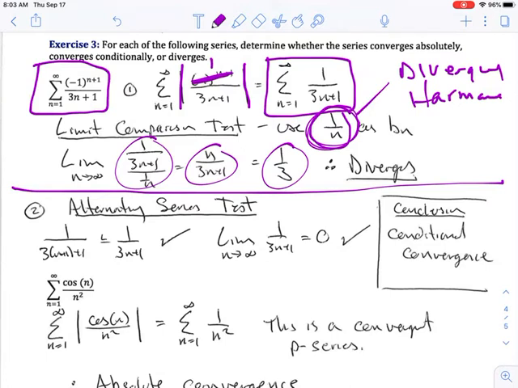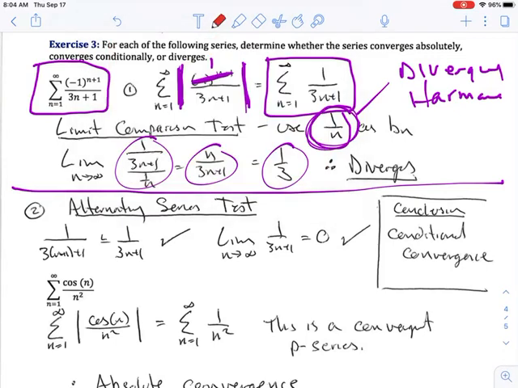And that's what we're finding when we do absolute convergence. We're taking the absolute value of the series, which eliminates the alternating part. It would diverge. So it does not have absolute convergence. But what about conditional convergence? What happens if the terms of the series do alternate? So we do the alternating series test.